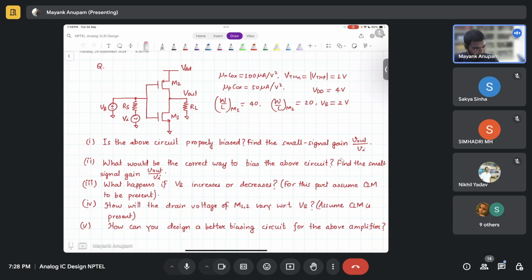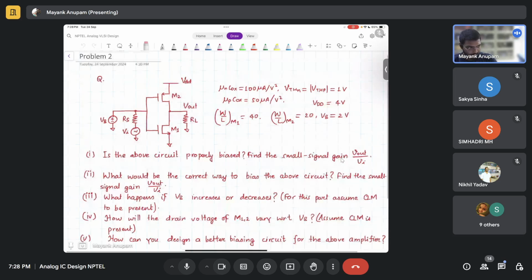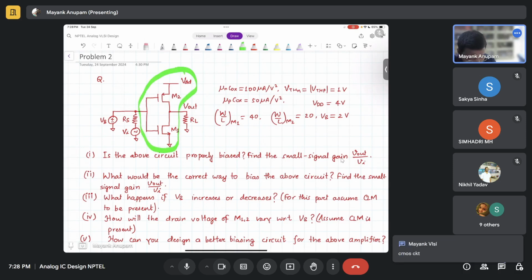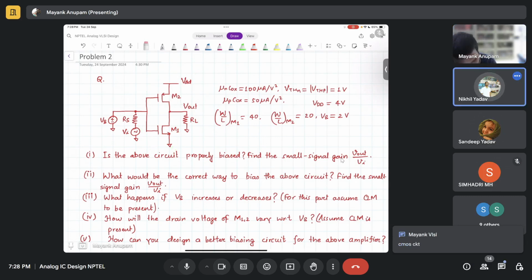Mayank, please hold on. I will come to that question, but first, let me discuss this. This is a very common, very famous circuit. Do you identify it by the way? Have you seen this particular circuit somewhere? Yes, it's an inverter, a CMOS inverter.